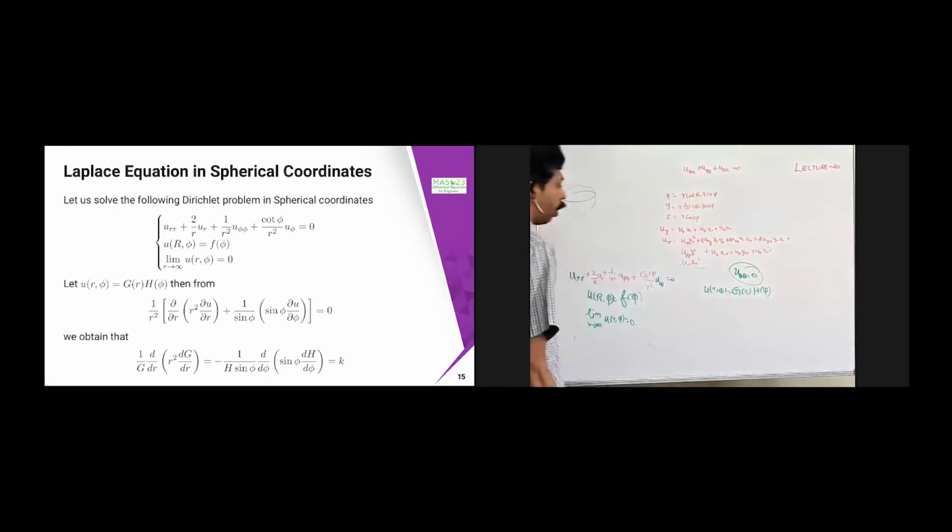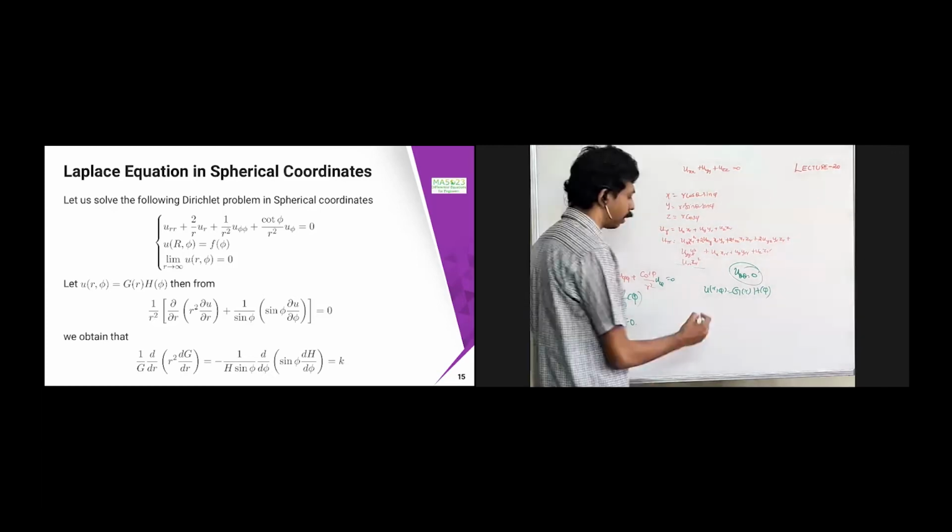Once again, you can substitute it over here, you can use it in this equation. So you are going to get an equation of this kind. You are going to get g double dash of r, h double dash of pi, and h dash of pi, etc. So you can substitute it over here, and you will get this equation as follows.